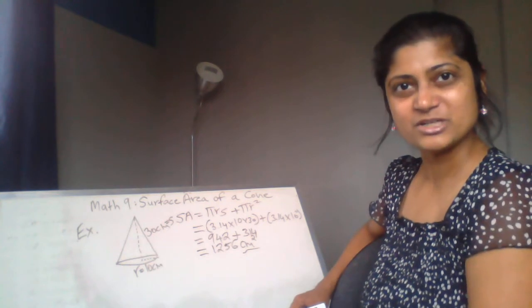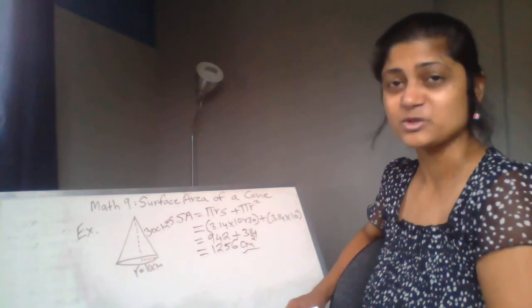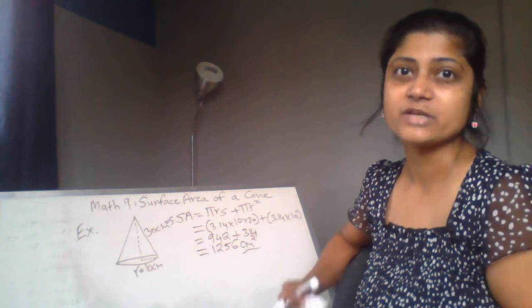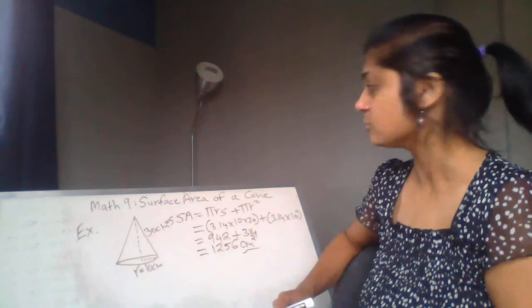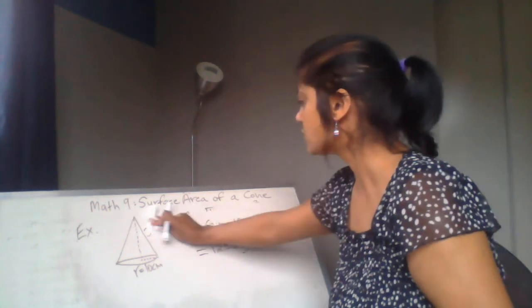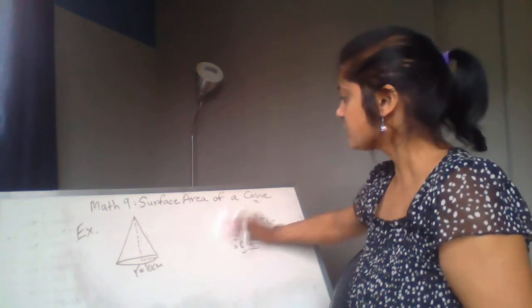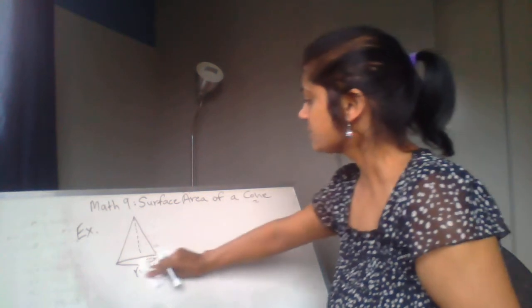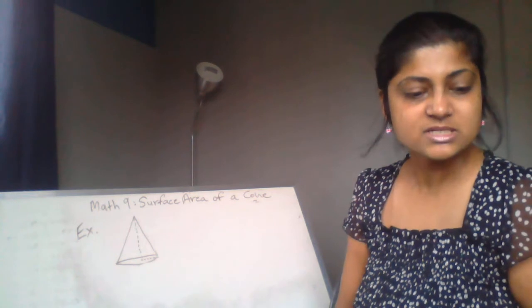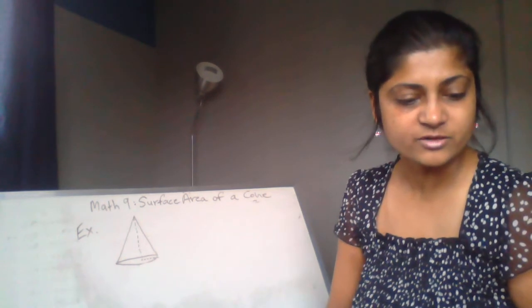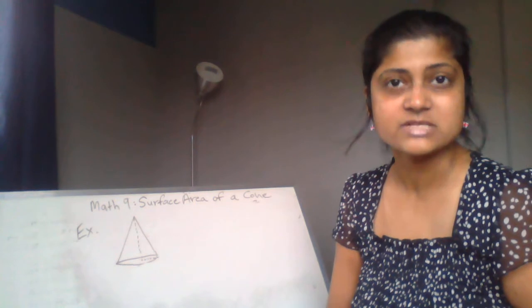I hope everyone understands how to use the formula. Now there are just a few variations to using this formula and finding the surface area of a cone. So I'm going to take this off. We're just going to leave the cone here, or the picture of the cone. This time it says calculate the surface area of the cone to the nearest square centimeters.